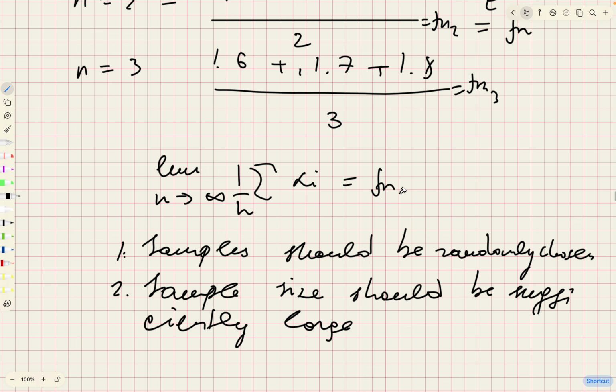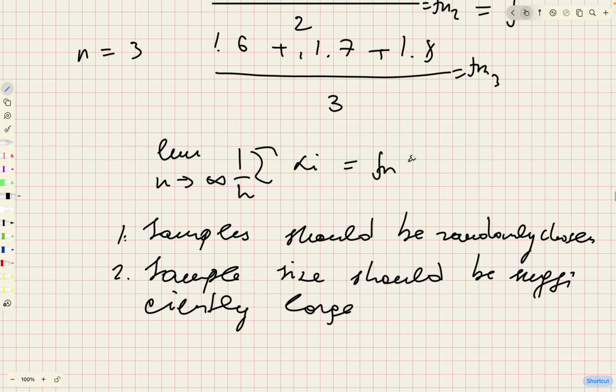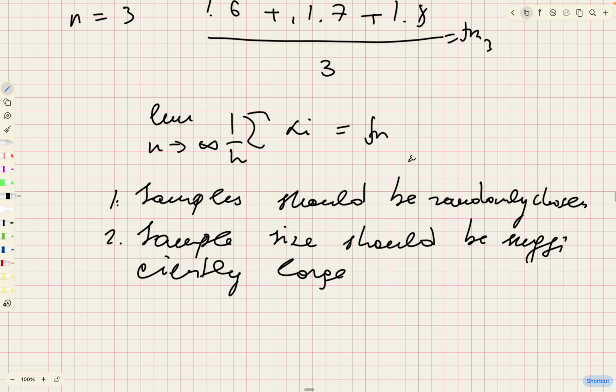There shouldn't be any bias because, for example, let's say you only sample the people with small heights. Then even though the sample size is sufficiently large, it won't be a good estimate of the mean of the population. So first, the sample should be randomly chosen, and the sample size should be sufficiently large to be an acceptable estimate of the mean of the population.